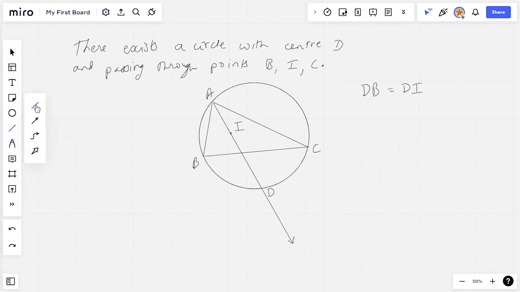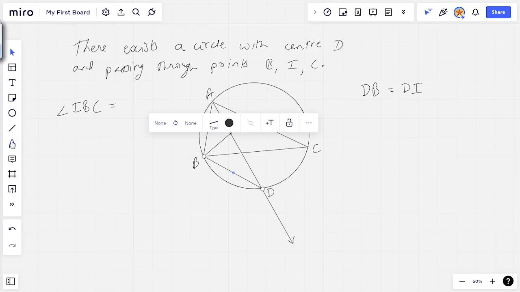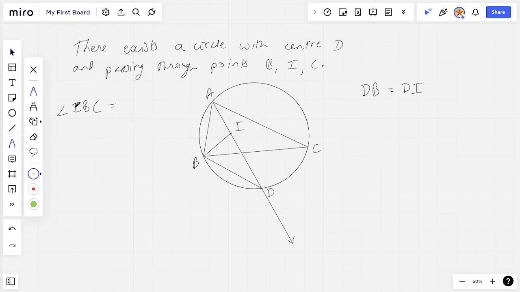Let me first draw a segment connecting B to I, and we notice that angle IBC is equal to, just a moment, I have to connect two more points, B and D. Alright, angle IBD is equal to angle IBC plus angle CBD. This is what we notice from the diagram.